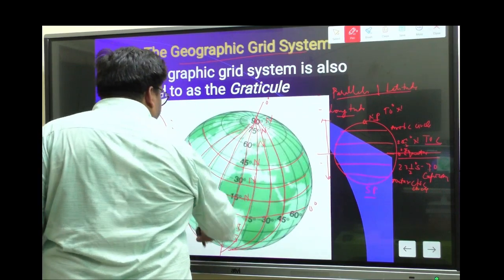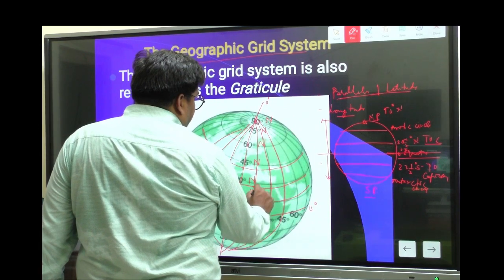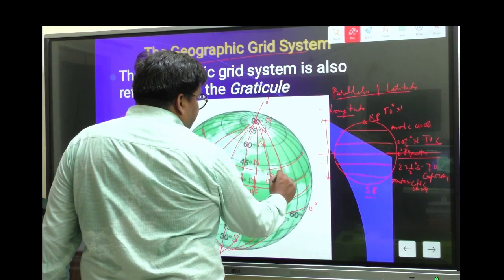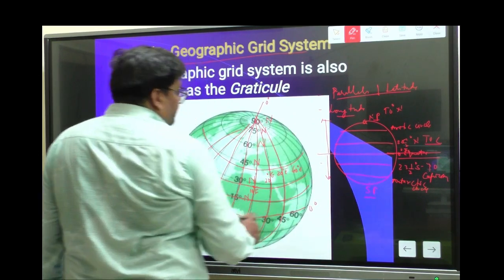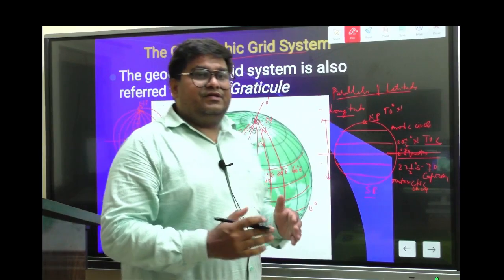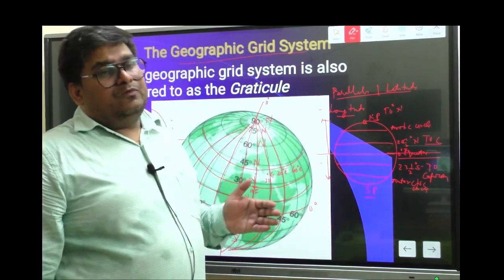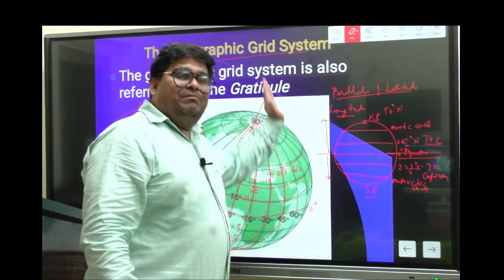So what would you name that one? Let's say this is 10 degrees, so you say 10 degrees east. This is 20 degrees east, let's say 30 degrees east, let's say 40 degrees east, because it divides the earth into eastern and western sides. So you would measure towards the eastern and western direction from the prime meridian.